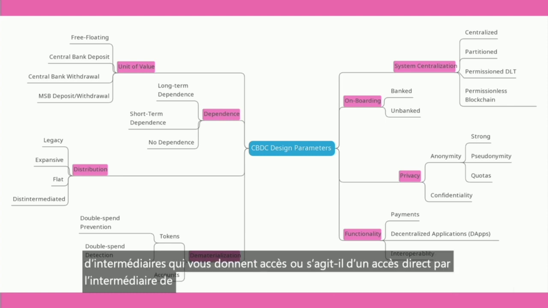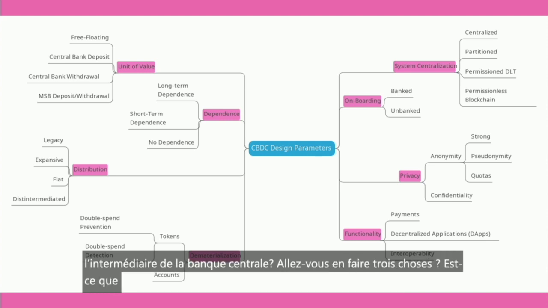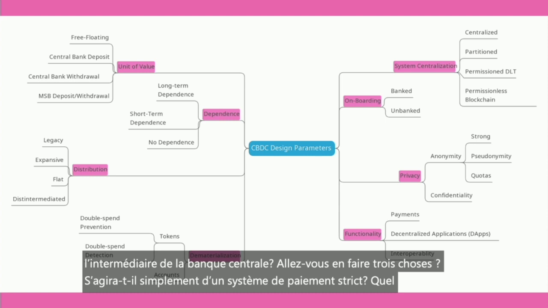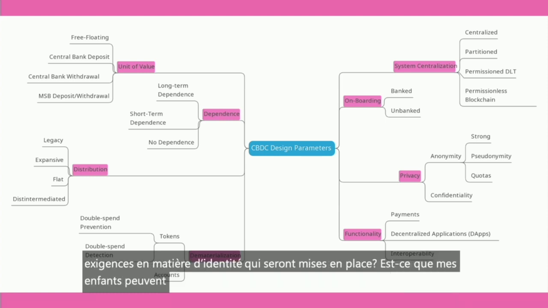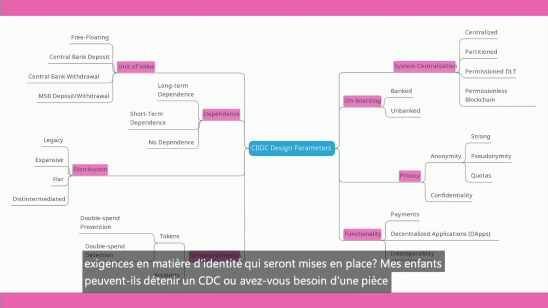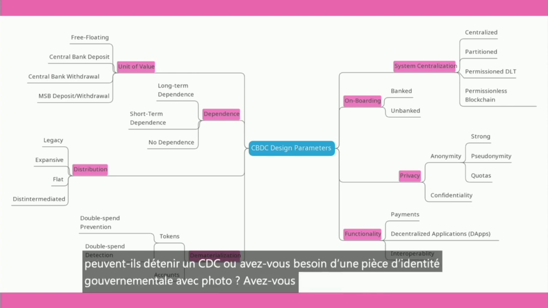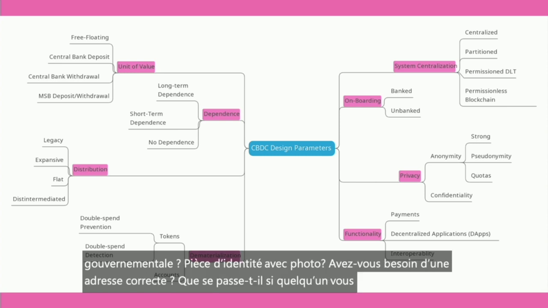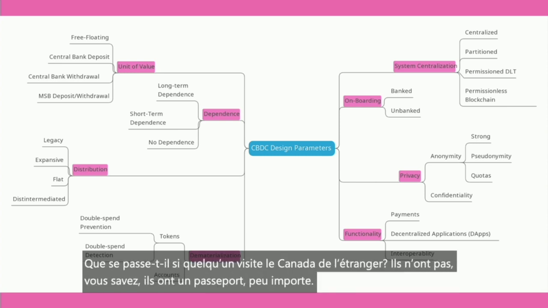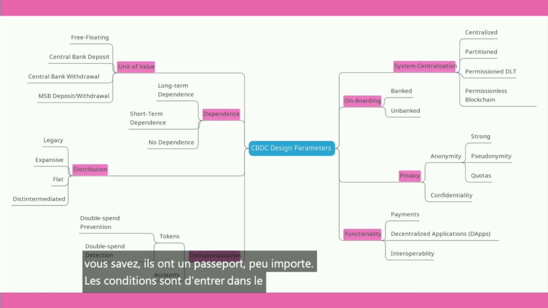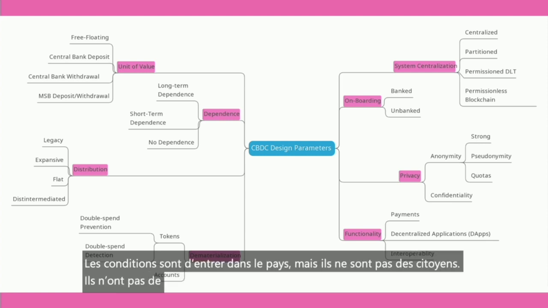Are you going to do fancy Web3 things with it? Is it going to be just a strict payment system? What kind of identity requirements are going to be in place? Can my kids hold a CBDC, or do you need a government identification, photo ID? Do you need an address, right? What if someone's visiting Canada from overseas? They have a passport, whatever the requirements are to enter the country, but they're not a citizen, they don't have a residence here. Are they allowed to hold a CBDC?